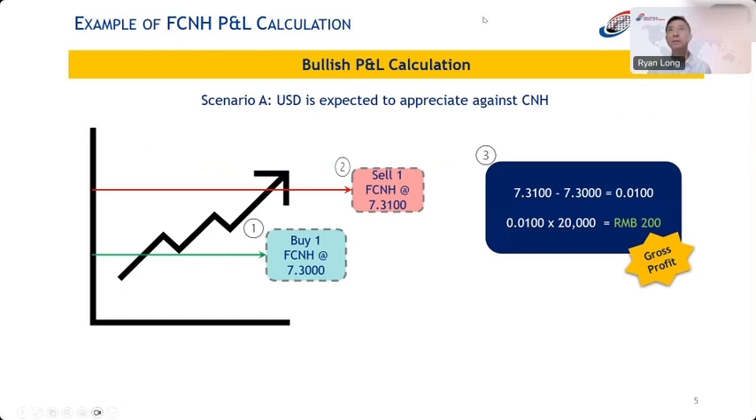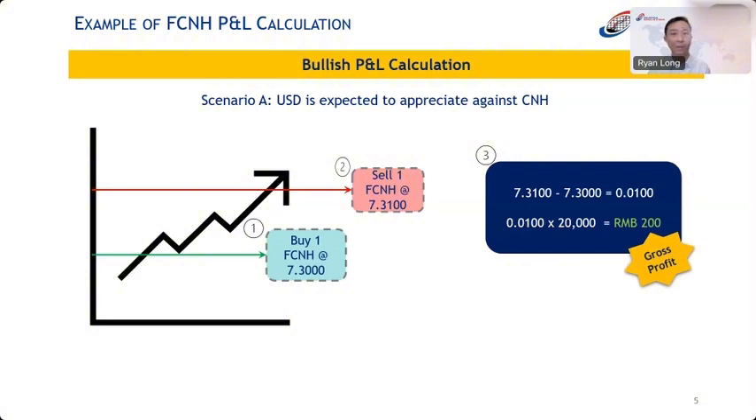Just to give an example of how the P&L is calculated. This is a bullish scenario. Assuming you buy the contract at 7.3 and sell that contract at 7.31, again quoted in 4 decimal places, if you look at the price change, it's actually a 100 pips change. You have basically captured 100 points or 100 ticks or 100 pips from this trade.